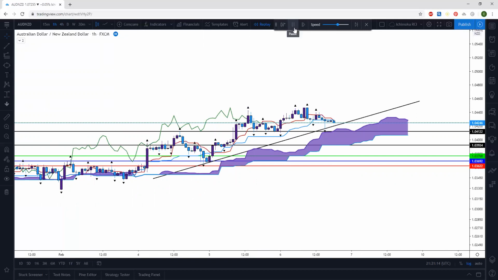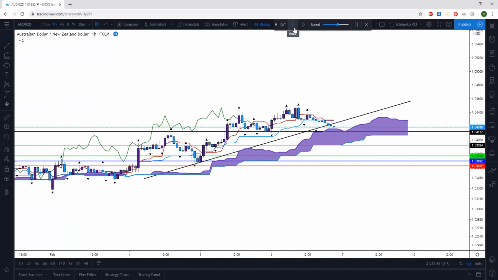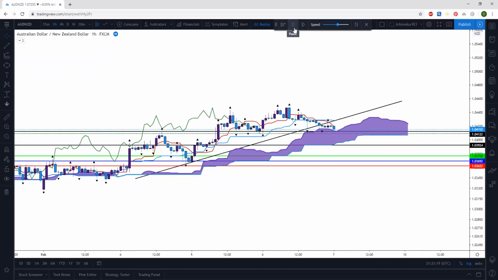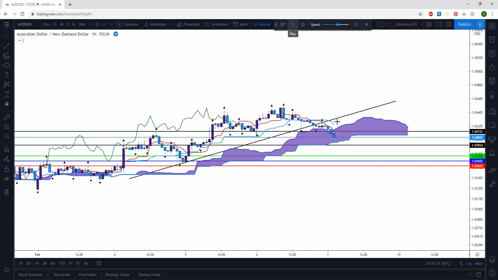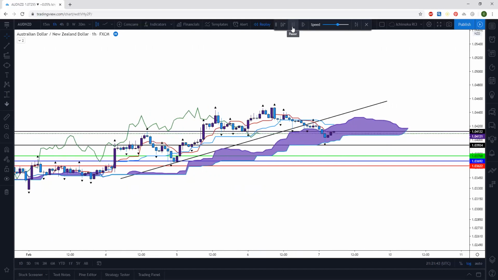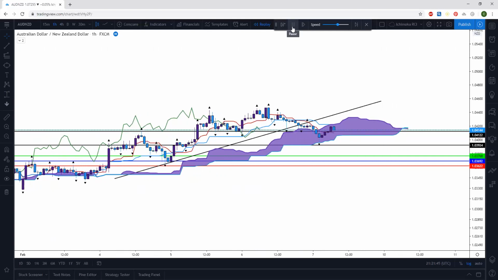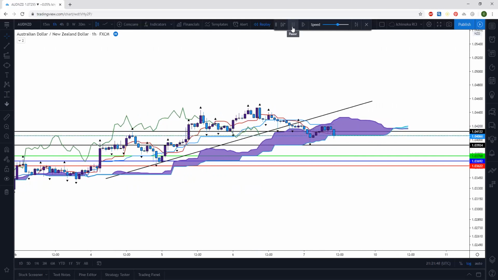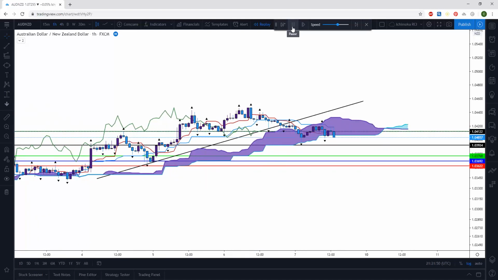Right. We touch. Now we got some issues. Now, here's where we get a little nervous, right here. But overall, the move is still to the upside. This is our last leg of support. If we break this cloud, then yeah, we're definitely out. Let's go ahead and play. Still in the cloud.